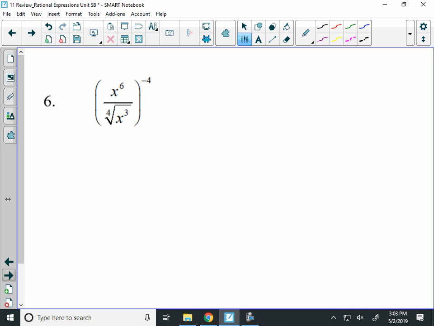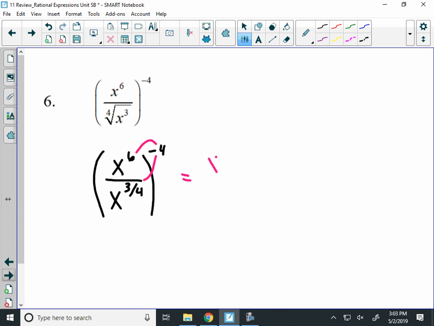All right, and number 6. Same thing as the last problem. Think ahead. I'm going to simplify. I'm going to rewrite what's inside the parentheses first. I'm going to write that as x to the 6th over x to the 3/4 power. The root becomes the denominator of your exponent. Now, I'm not going to simplify anymore. I just rewrote it because now it's easier to multiply that denominator and multiply those exponents.